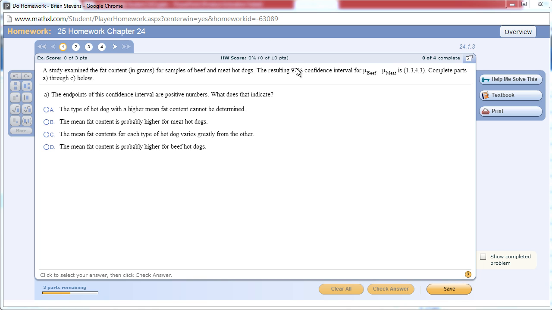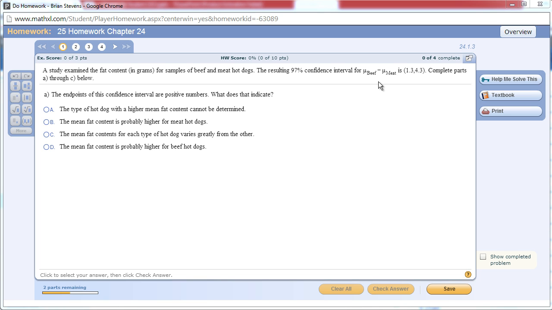So here they have a 97% confidence interval. And if you notice, it's the true mean difference between beef and meat. I believe we're talking about fat content. So the true mean fat content for beef minus the true mean fat content for meat. Since this interval is positive, that tells us that beef was higher, because this interval is what we're creating with this difference.